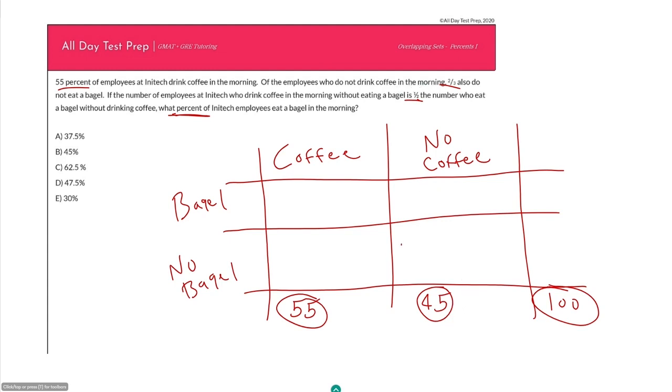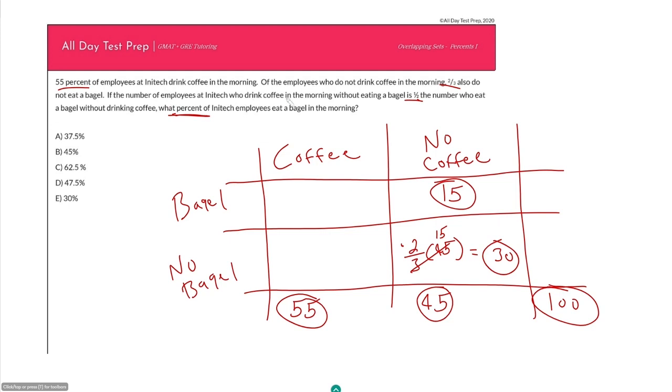So that would mean this box here, no coffee, no bagel, is 2/3 of my no coffee people, 2/3 of 45. So this is 45 over 3 is 15, so this is just 30 people in this box, and so that means 15 people have a bagel with no coffee.